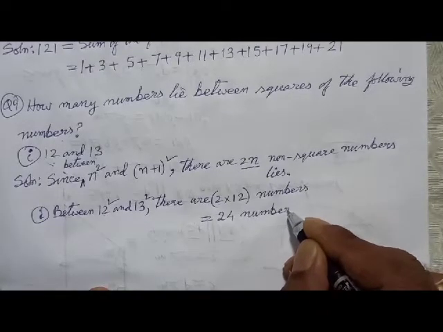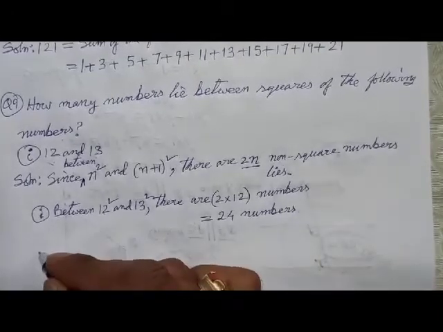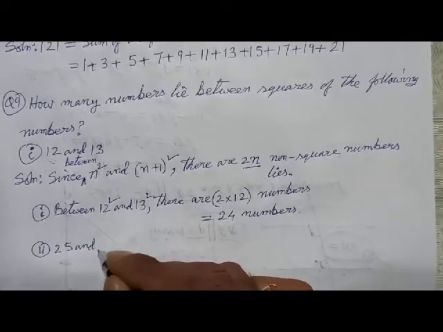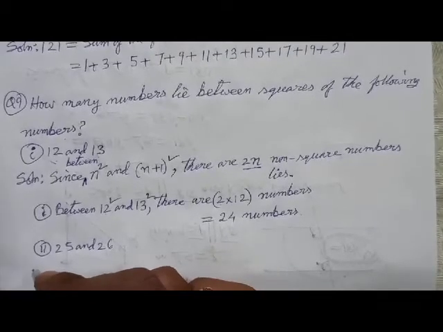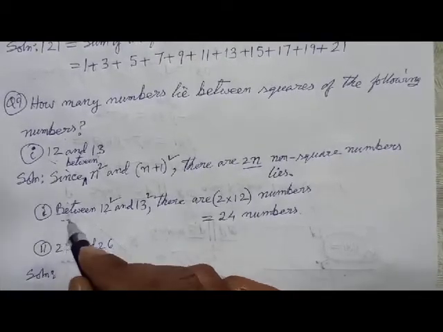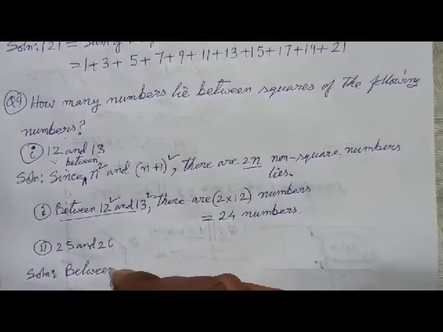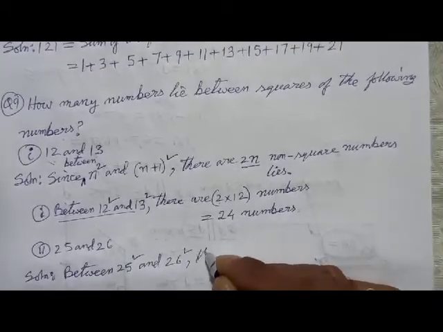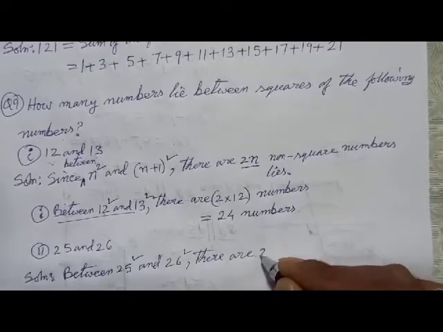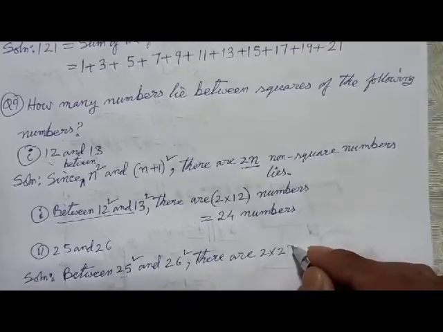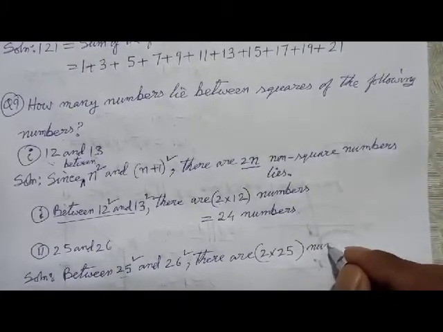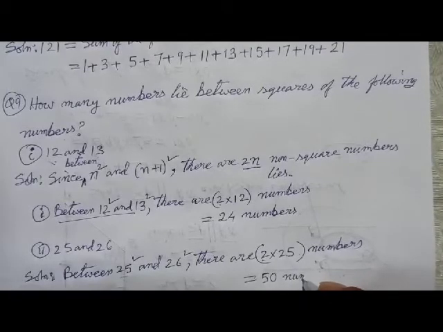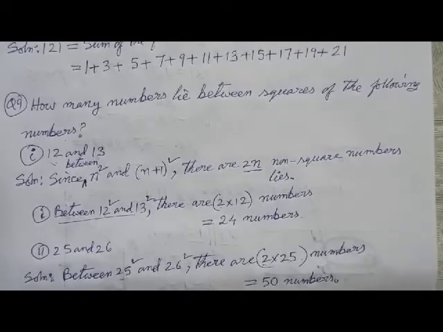Roman number 2: 25 and 26, between 25 square and 26 square there are 2 into 25 numbers. 2 into 25 is 50, so there are 50 numbers. Roman number 3.